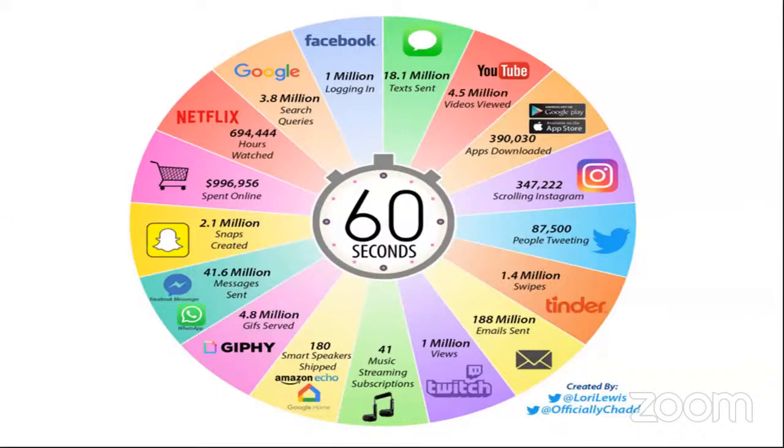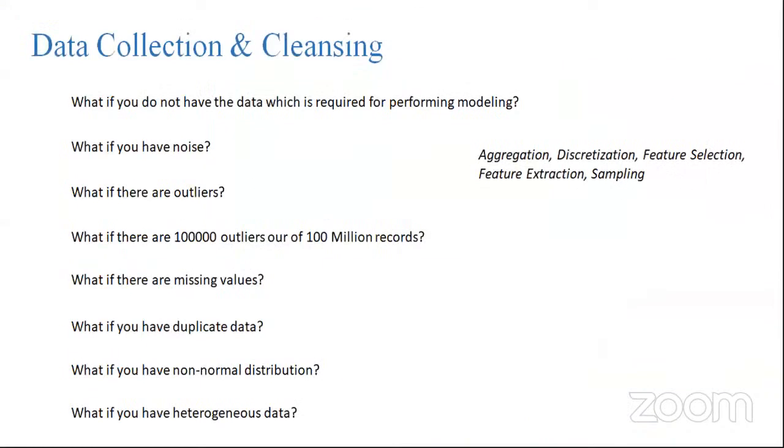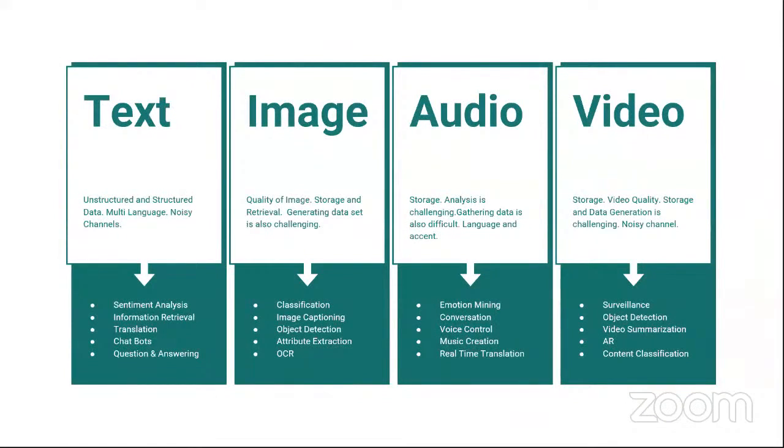So this is again one of the biggest factors behind the rise and popularity of AI, and that is the reason you have so many jobs available for AI professionals. Text is unstructured data, with multiple languages and noisy channels. And here you see different examples where we are dealing with text data.